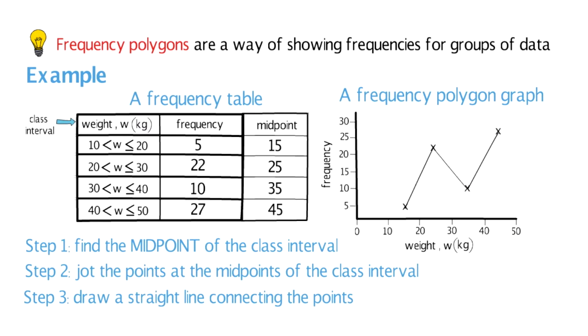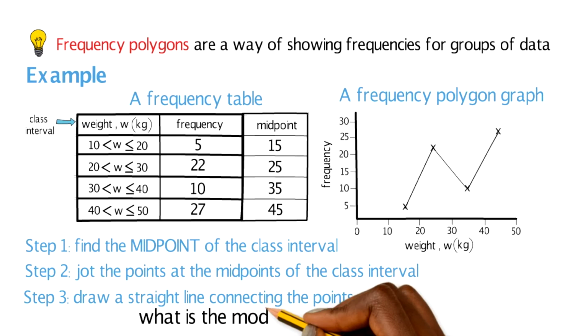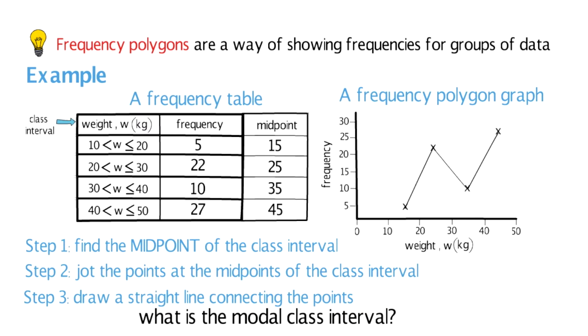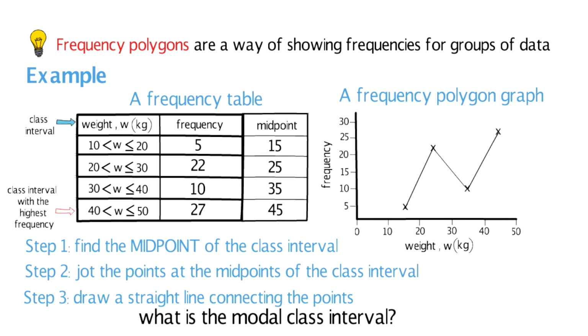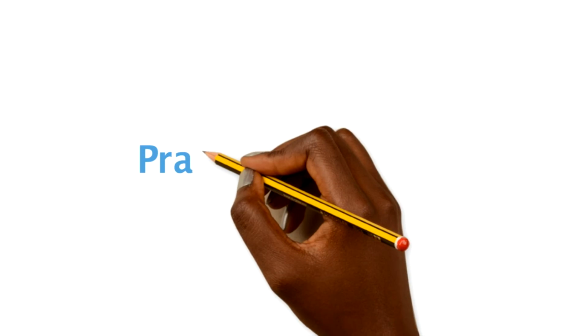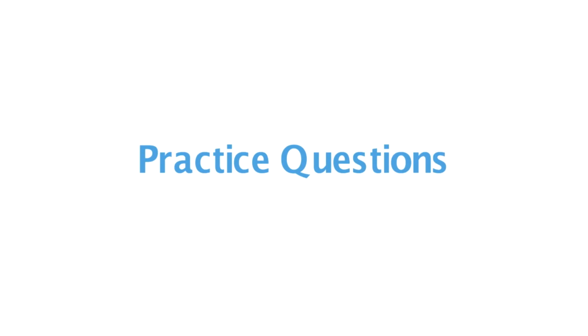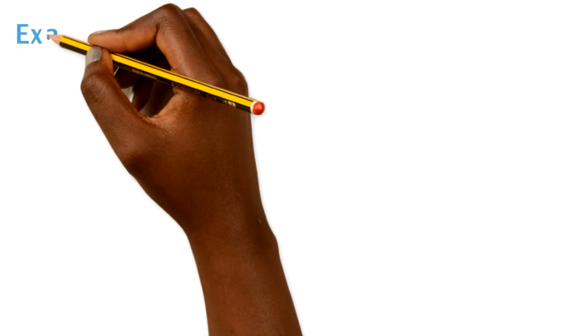And that's it. The last bit is something called the modal class interval. We know mode from maths means most common, so it's your class interval with the highest frequency. In this scenario, it's the 40 to 50 because it had a frequency of 27. How you write your answer is you literally write it how the class interval is written. So you would write it out exactly, and that is it. That's all you need to know about frequency polygons. Now we're going to go into practice questions to consolidate our understanding.